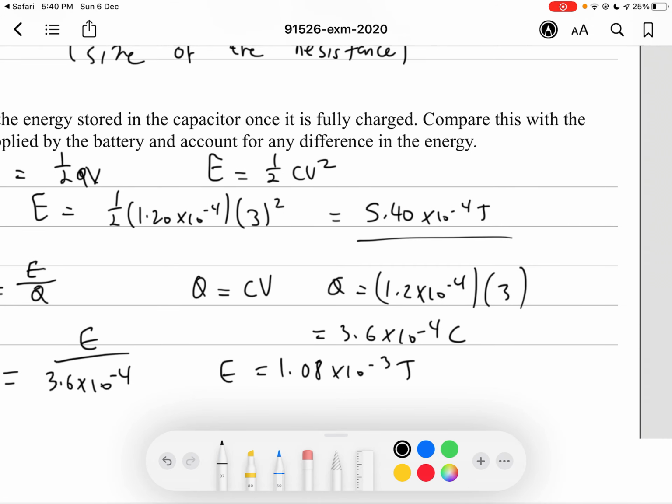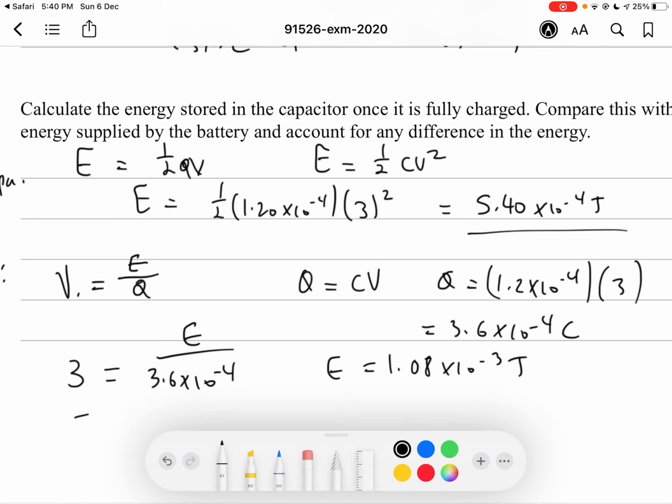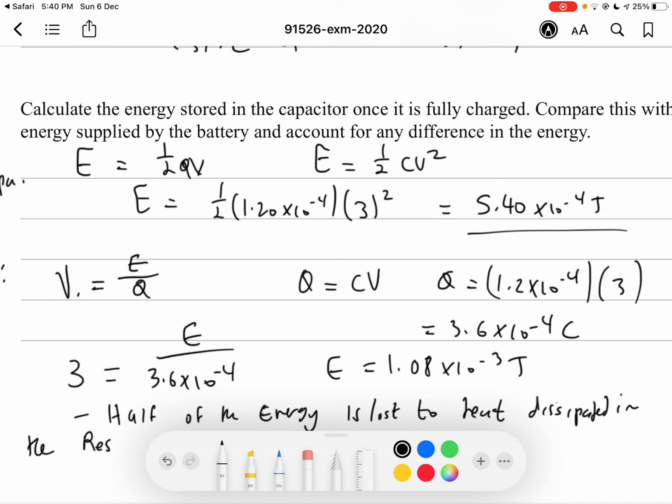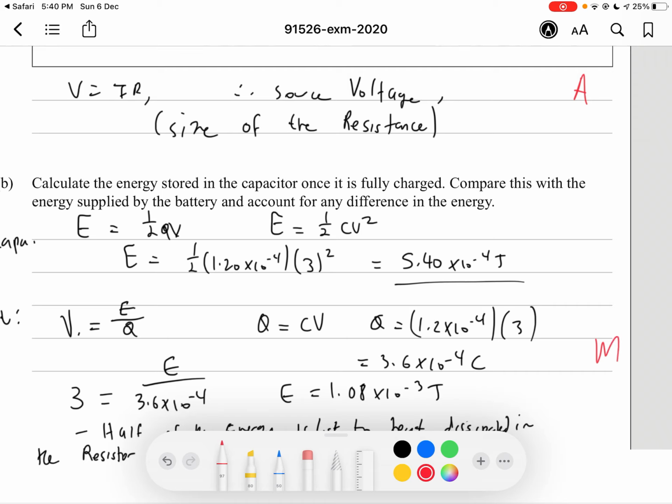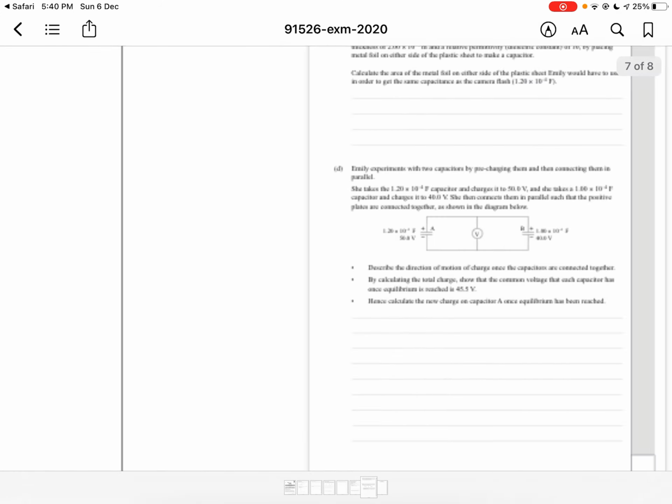As you can see, the energy stored in the electric field of the capacitor is half the energy given by the battery. So half the energy is lost. Half the energy is lost to heat. This is dissipated in the resistor, so lost to heat. This is a merit level question, okay, achieved for finding the energy and merit for the reasoning as well.